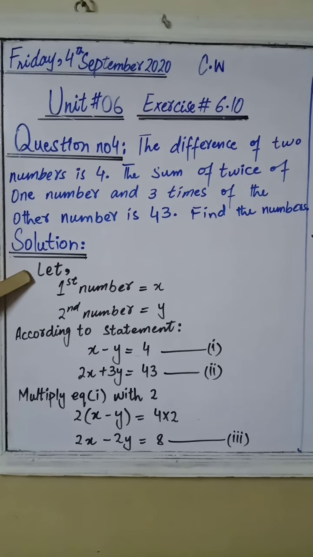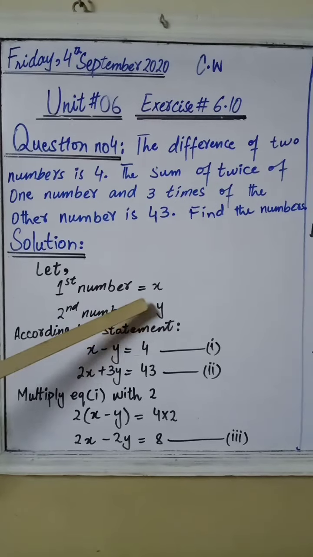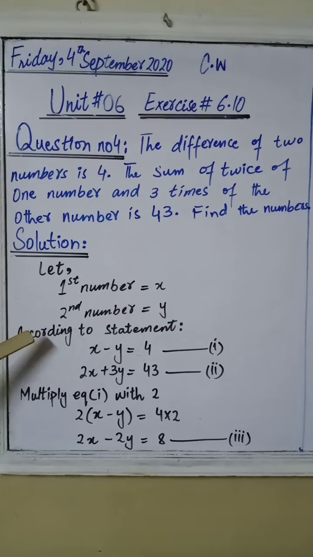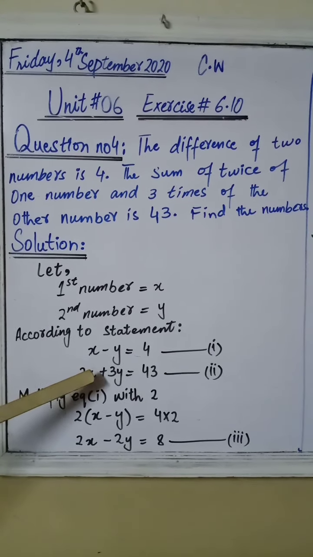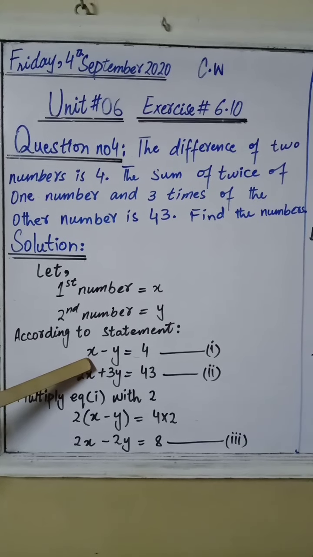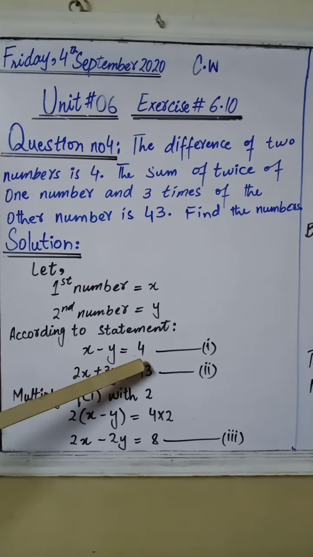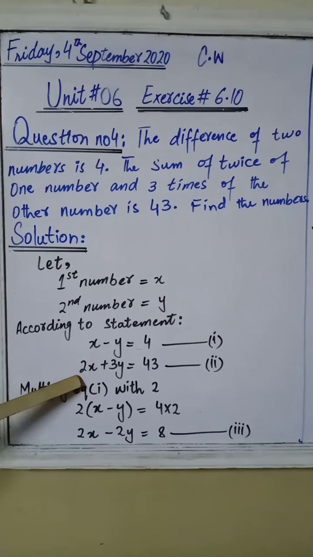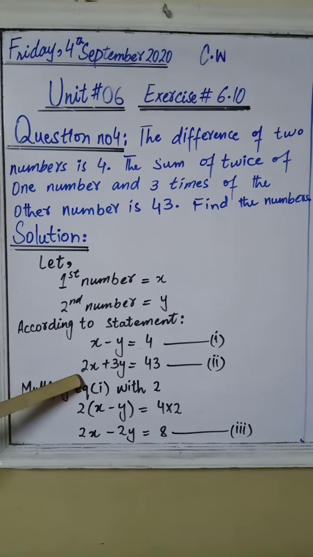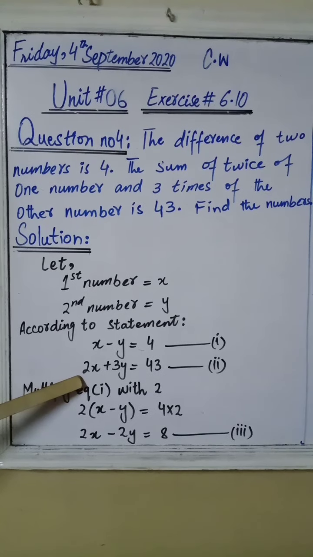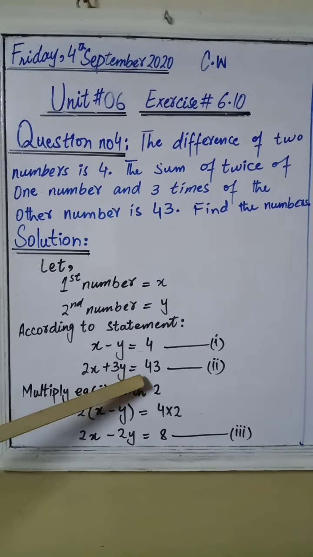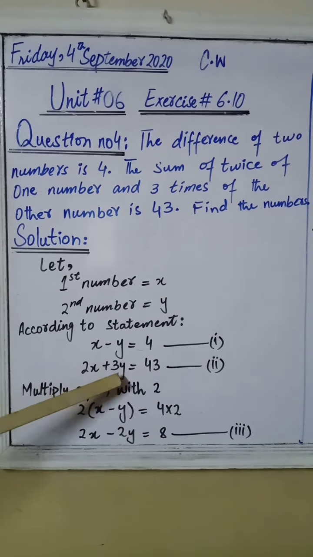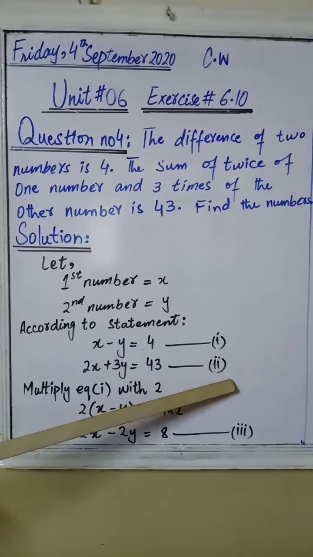So first we assume the numbers. First number is equal to x and second number is equal to y. Now according to the statement, the difference of two numbers, so x minus y is equal to 4 is our first equation. And twice of one number plus 3 times of another number is equal to 43. So 2x plus 3y is equal to 43 is our second equation.